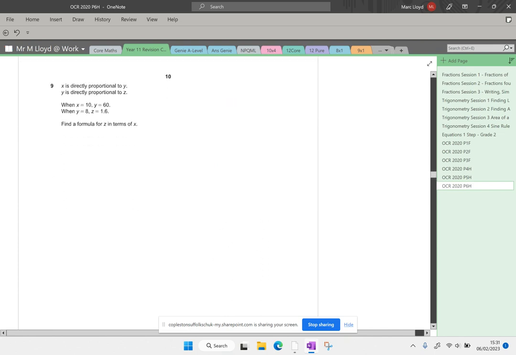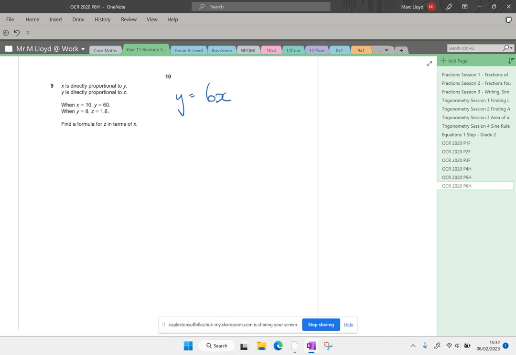X is directly proportional to y. Y is directly proportional to z. When x is 10, y is 60. Find a formula for z in terms of x. That's wordy as well. That's so hard to get into your mind. Right, so y will equal 6 lots of x. Happy with that. Because x times something equals 60.